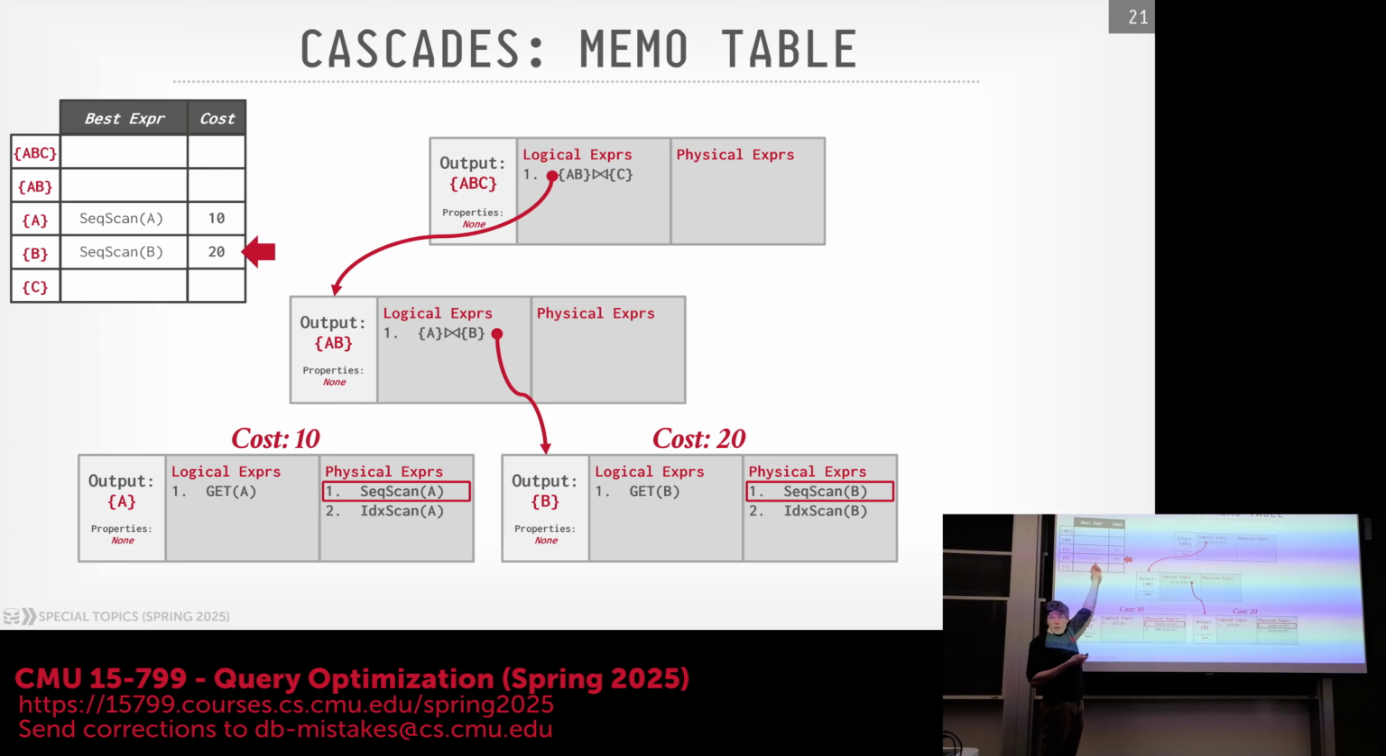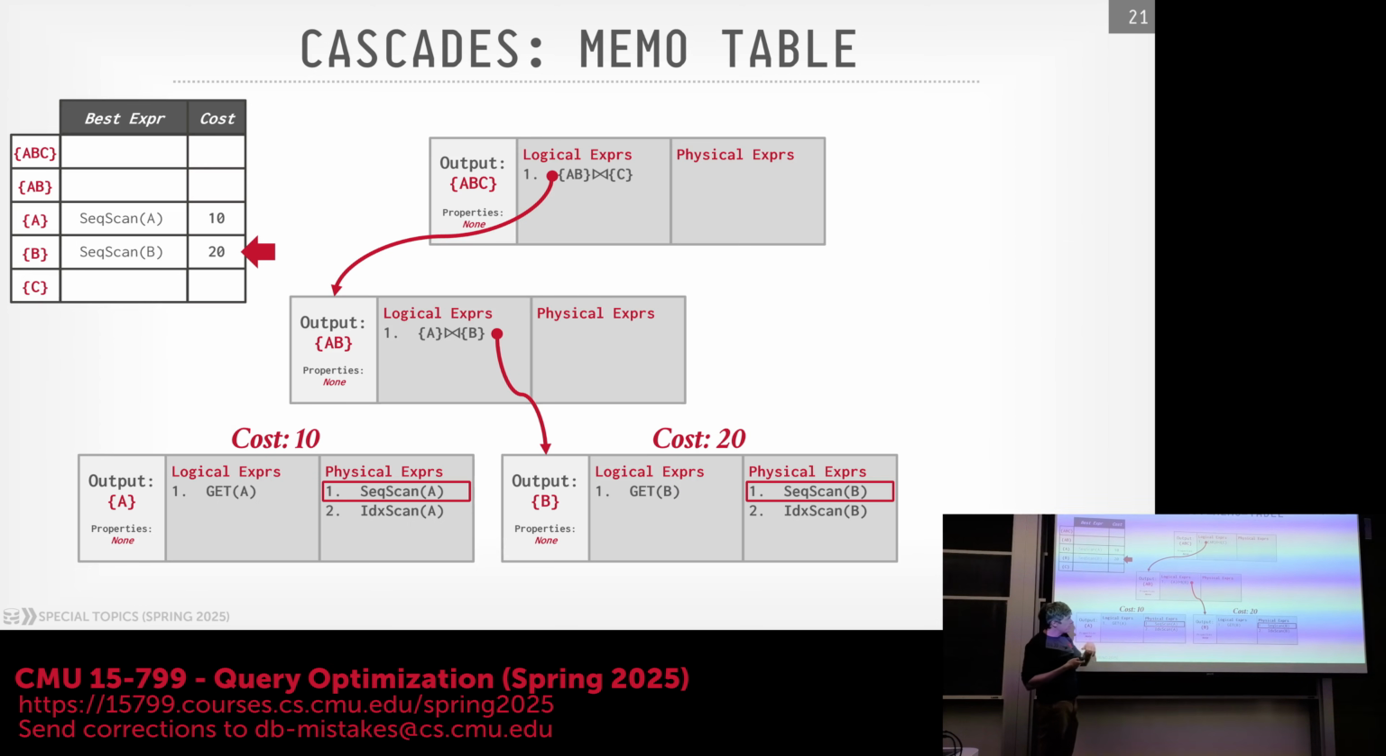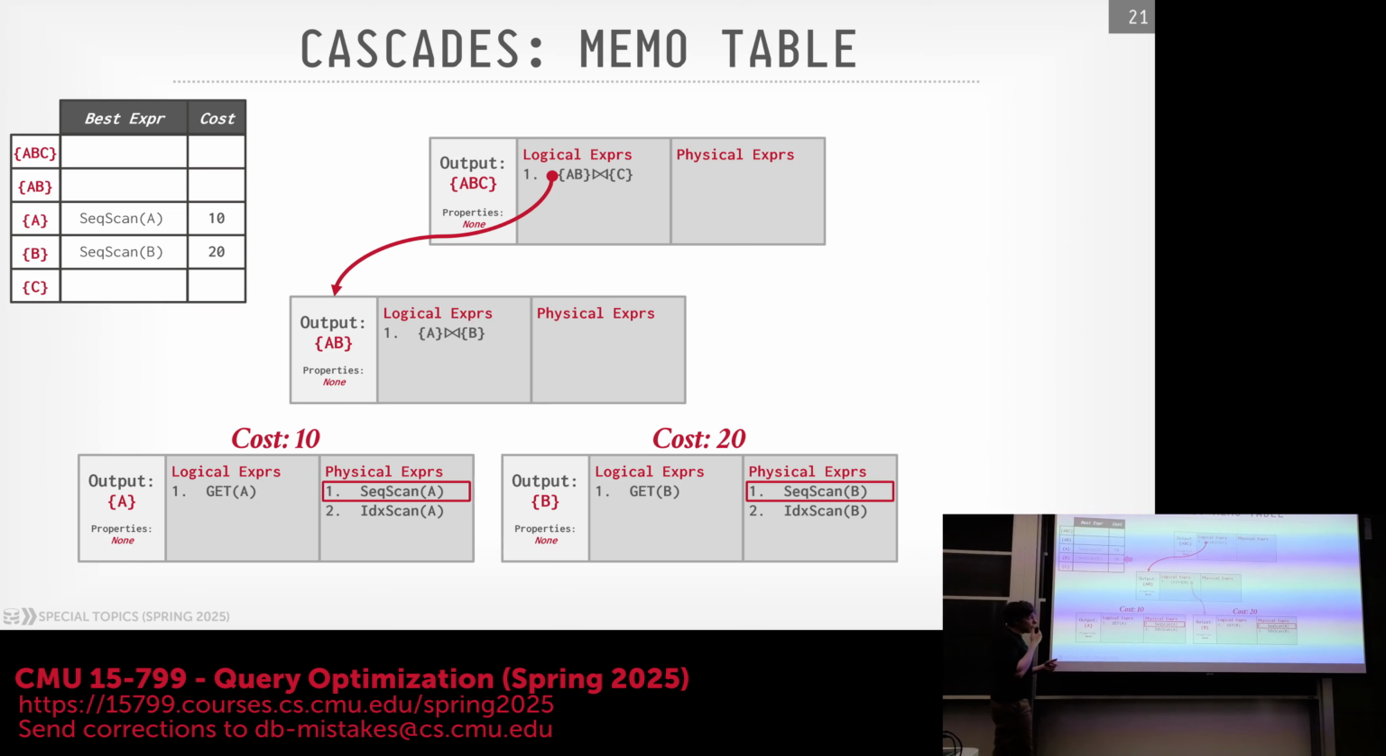I update my memo table and say for the group that produces the output of B, the best physical expression is sequential scan on B and has a cost of 20. So then now I pop up here.